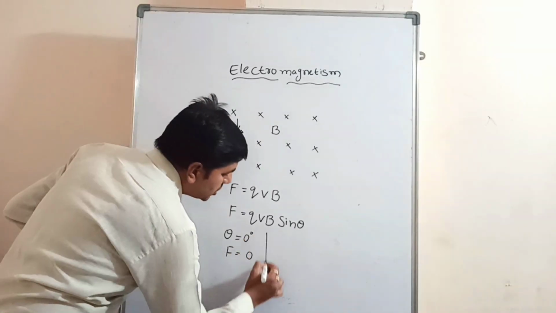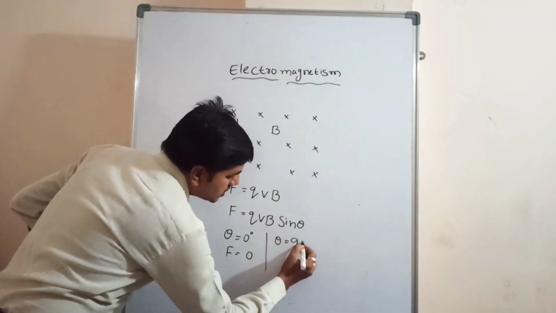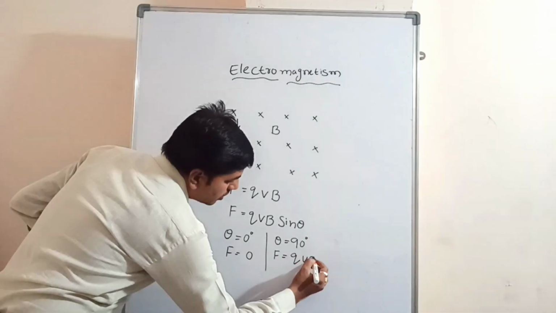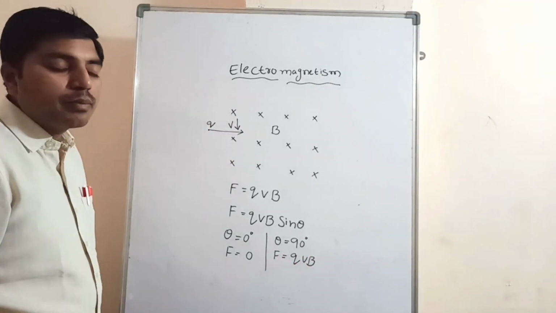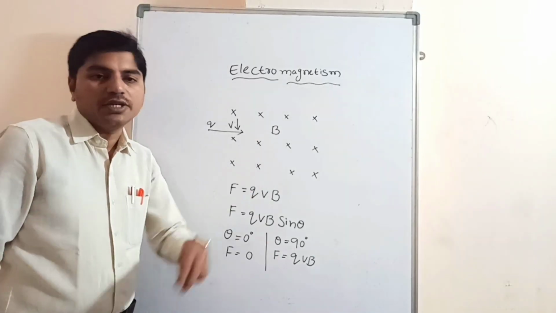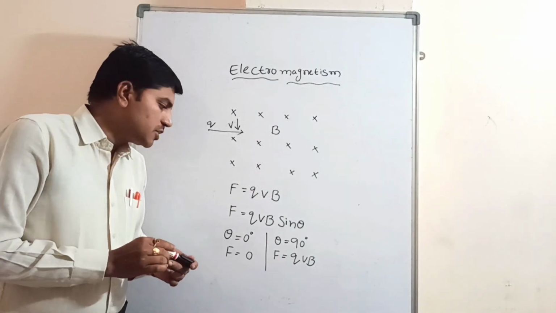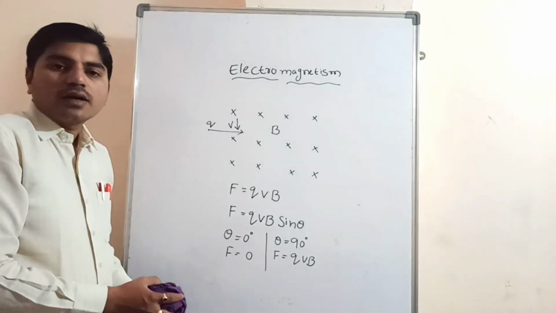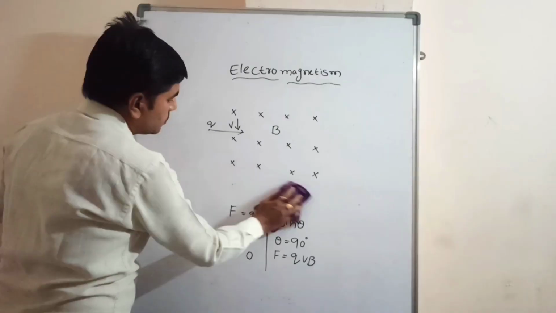For example, if the theta value is 90 degrees, then F is equal to QBB, which is the maximum force acting on it. So after completion of this, now we will go for the right hand rule.